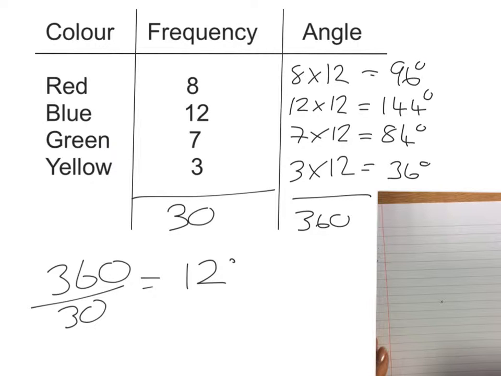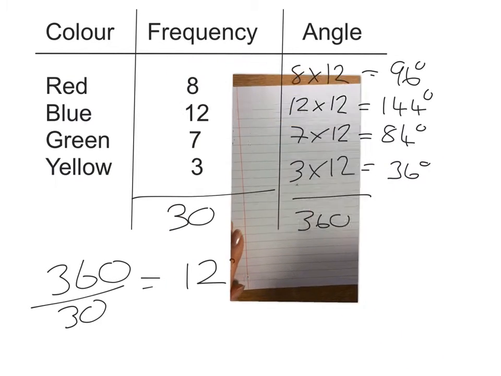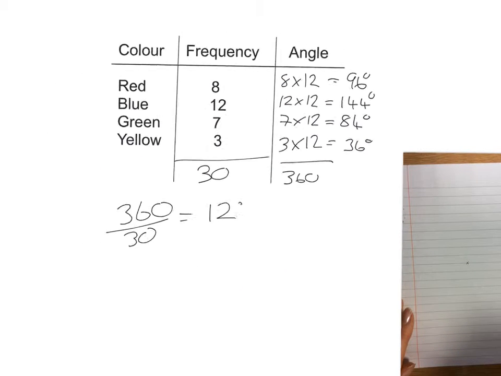So 8 people are worth 96 degrees. 12 people are worth 144 degrees. 7 people are worth 84 degrees. And 3 people are worth 36 degrees. Now, how do we actually draw the pie chart? Let's have a look at that.